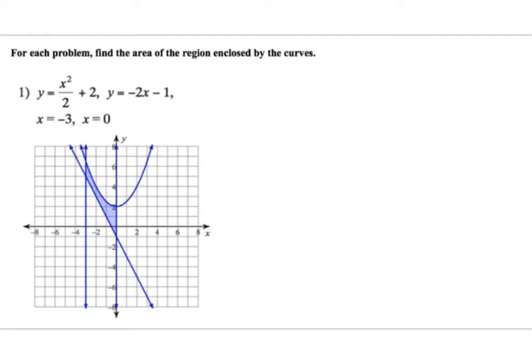So we've got the integral from negative 3 to 0, those are the bounds I'm given, of x squared over 2 plus 2 dx. And we're going to find the integral from negative 3 to 0 of negative 2x minus 1 dx.